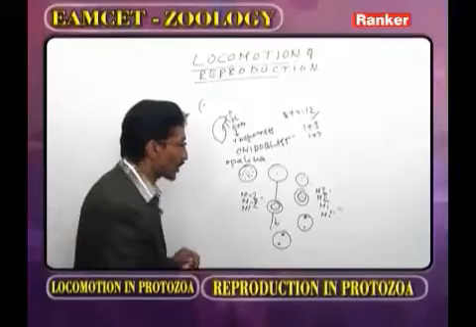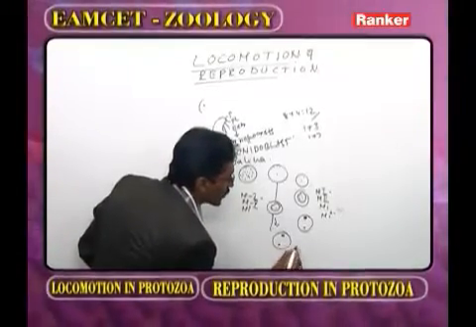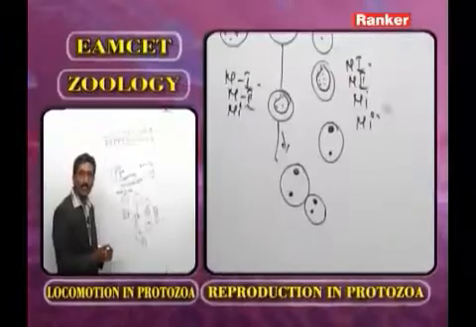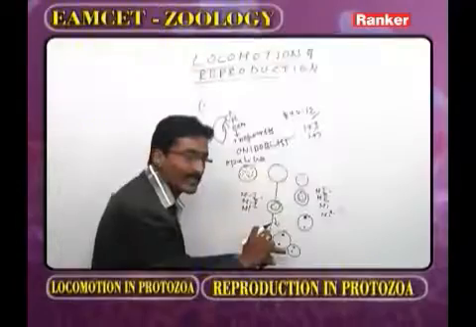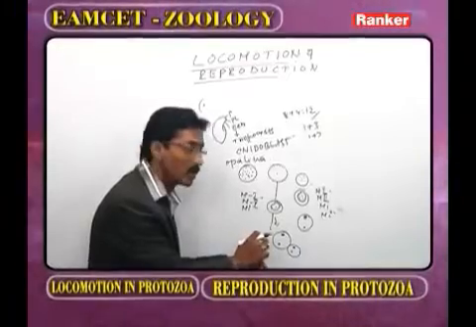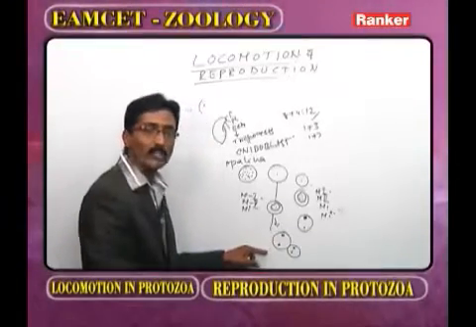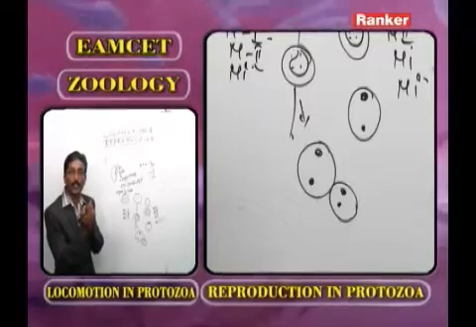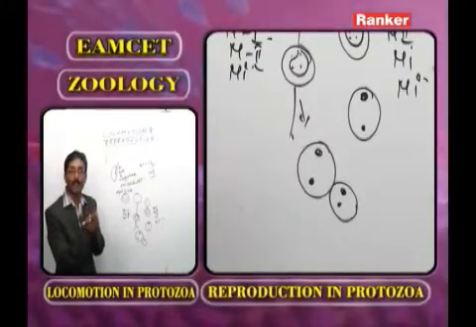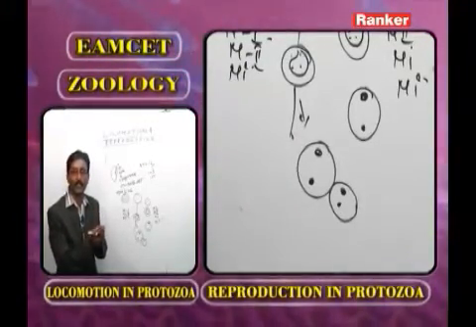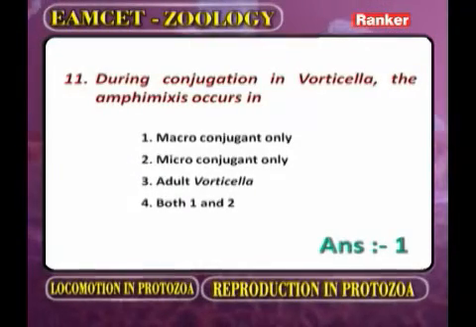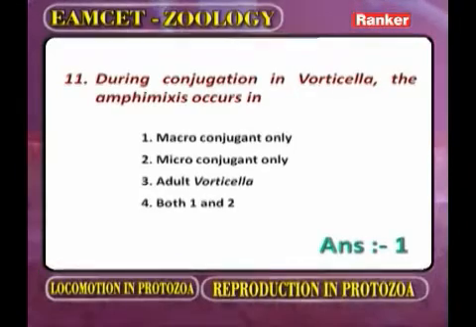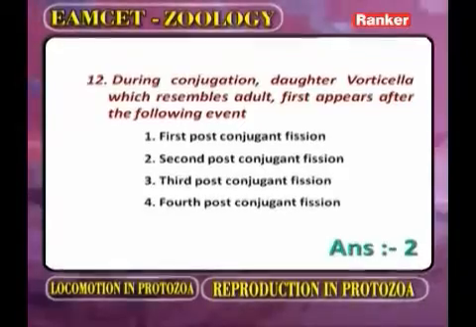After formation of pronuclei, this is the female conjugant and male conjugant. After the formation of pronuclei, the nuclear material will be exchanged. Cytoplasm will not be exchanged. Only in the female conjugant, the two pronuclei will undergo fusion. That we call amphimixis or fertilization. Now, during conjugation in Vorticella, the amphimixis occurs in the macro conjugant only. That is the correct one. Now we go for the next question.